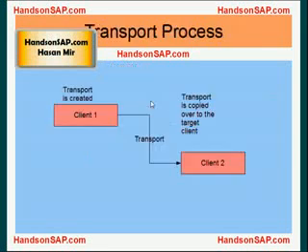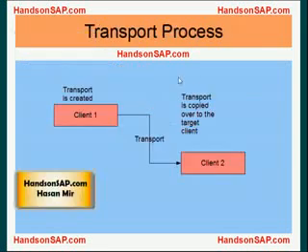Okay, now this is how the transport process looks. This is client 1 and this is client 2. So this is the source client and this is the target client. A transport is going to be created in client 1 by consultants. Each consultant would be creating transports for their own setup area. The bottom line is that the transport will be created at client 1. Now the transport is copied over to client 2 so that the same changes happen in client 2 as well.